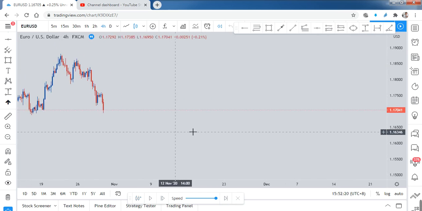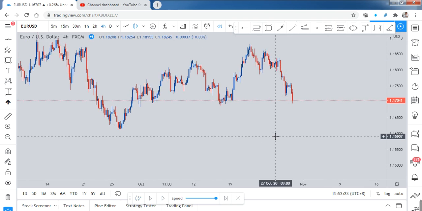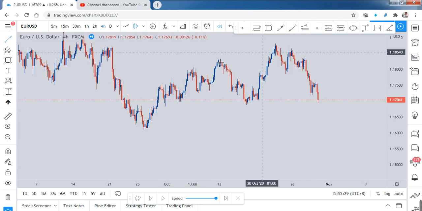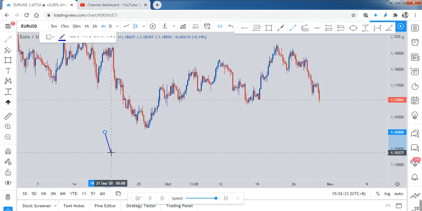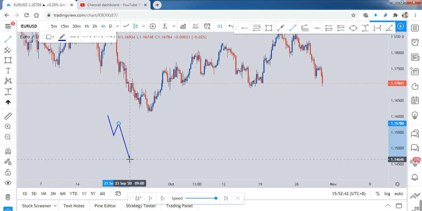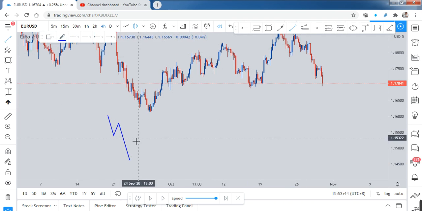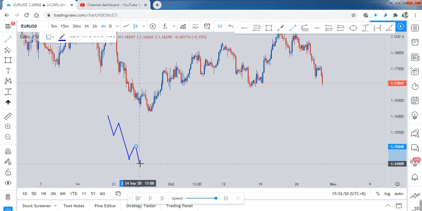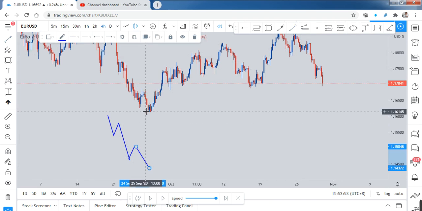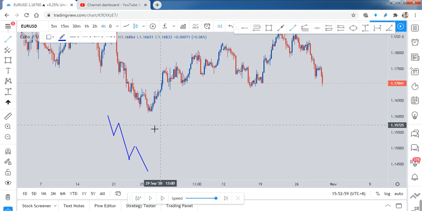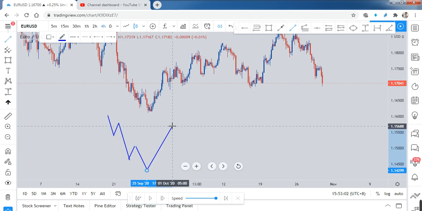When I saw this, there is a QM structure. That is a very nice QM structure. So this is the QM. Let me explain, I'll draw it. The trend is going down, making a lower high, lower low, and then lower low, and then a lower high before making the final lower low at this point, somewhere around here, before it breaks all the way.